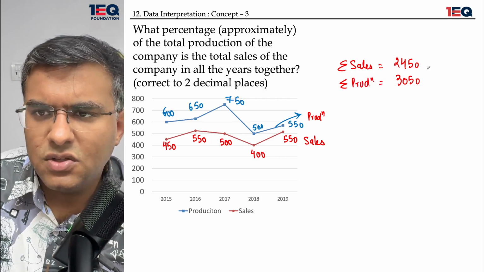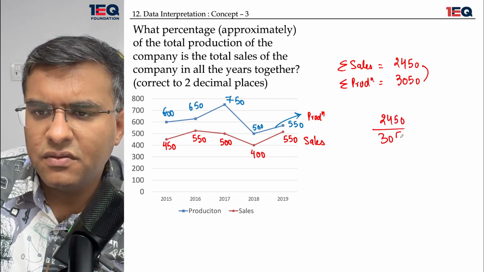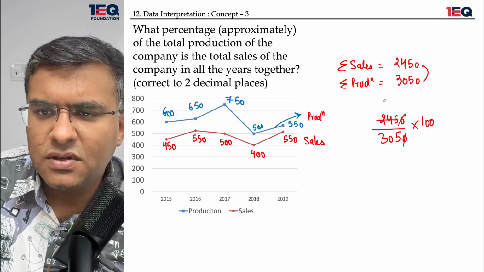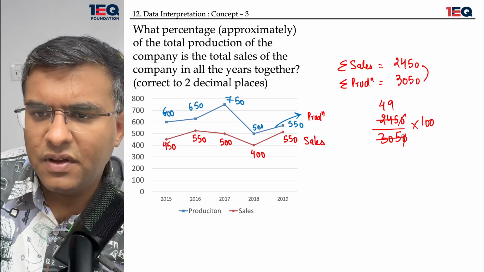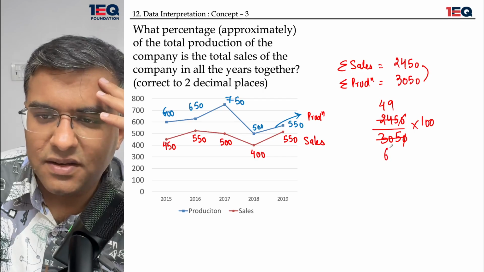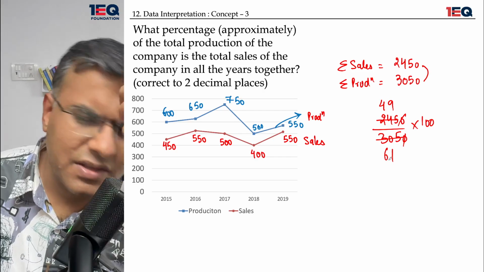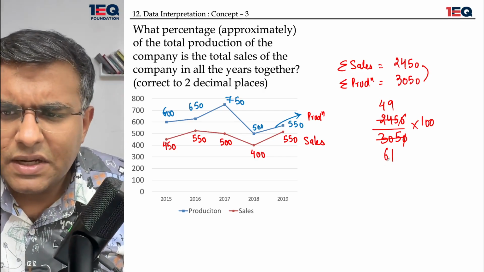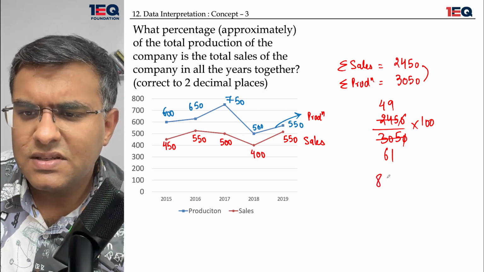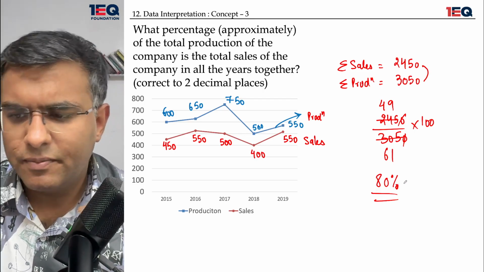So I need to find out 2450 divided by 3050 multiplied by 100. So this is 5 fours are 20, 5 nines are 45. 5 sixes are 30 and 5 ones are 5. 49 upon 61. So I think 10% less, 20% less. Yep, 20% less would be helpful. So the answer is somewhere around 80%. Moving on.